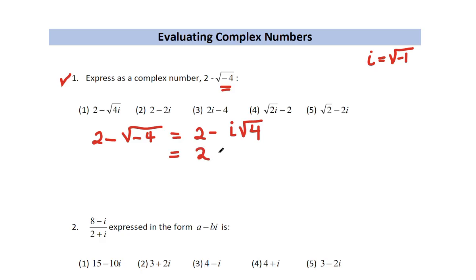So this therefore becomes 2 minus i, and the square root of +4 is 2. So this gives us 2 minus 2 multiplied by i is 2i. So that is how we evaluate the square root of a negative number, by pulling out the negative root and calling it i, and we'll just be multiplying i by the square root of the positive of the number that was under the square root. It's as simple as that. So the answer here is 2 minus 2i, which is option 2.